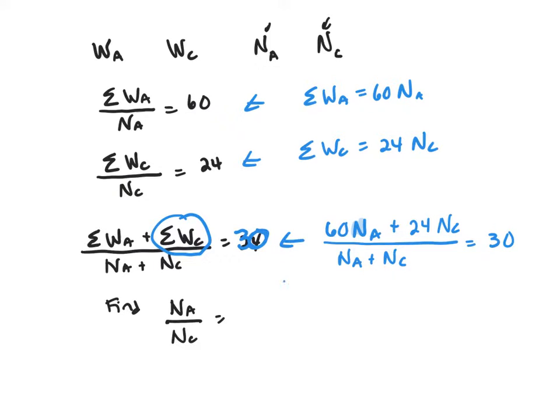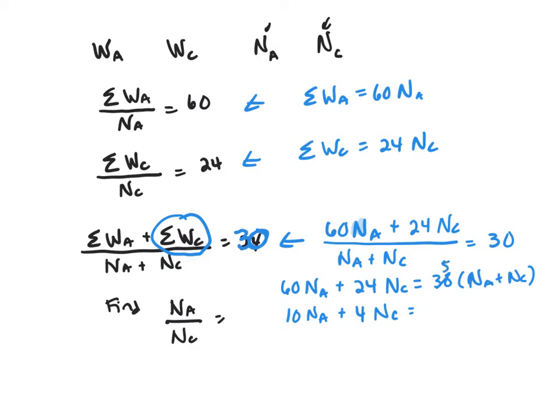So clear your fractions and you get 60 N sub A plus 24 N sub C. What I'm doing is multiplying both sides by N sub A plus N sub C. So 60 N sub A plus 24 N sub C equals 30 times N sub A plus N sub C. Everything's divisible by 6, so I'm going to divide everything by 6. And that will give me 10 N sub A plus 4 N sub C equals 5 N sub A plus 5 N sub C.